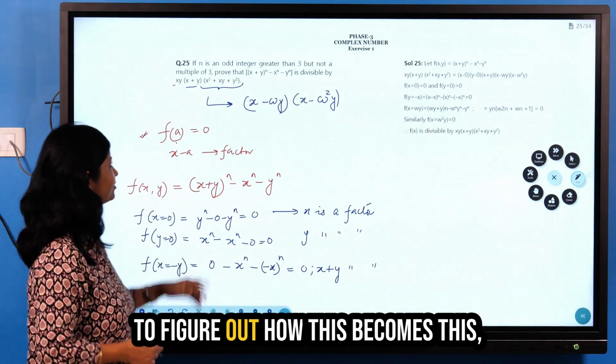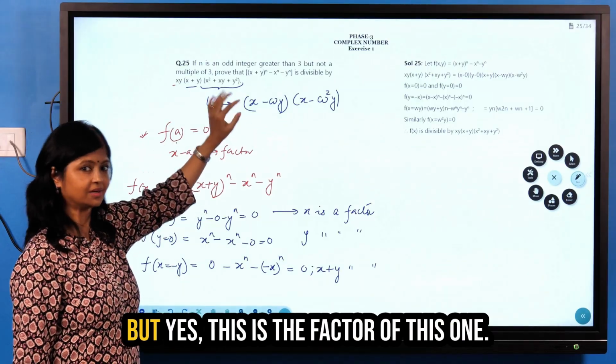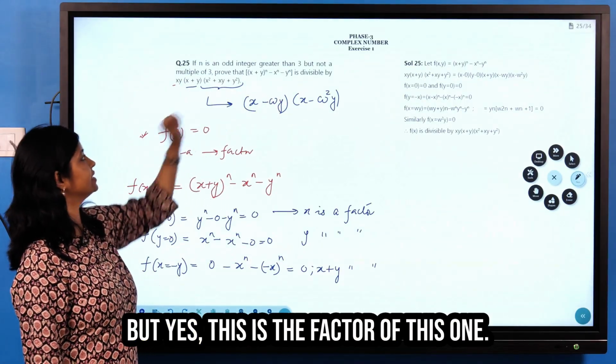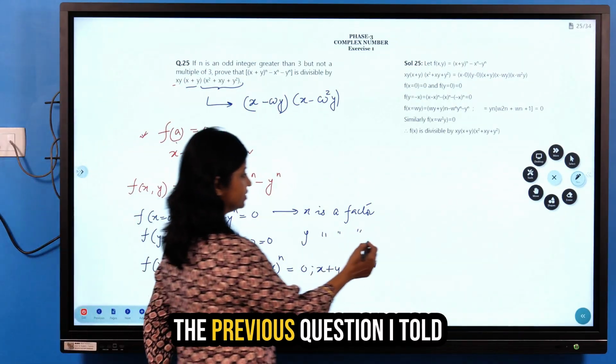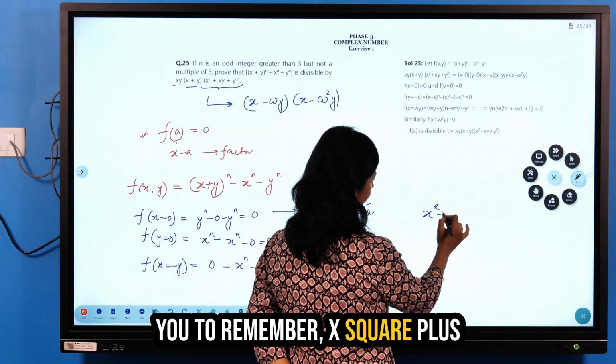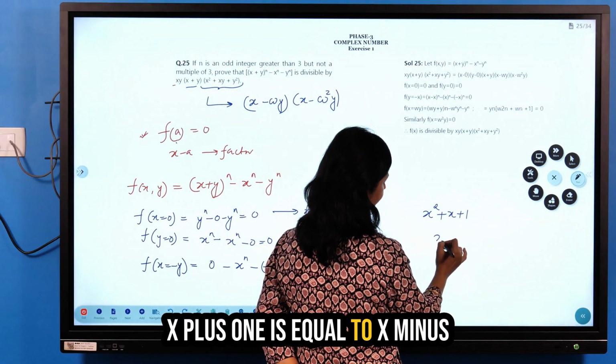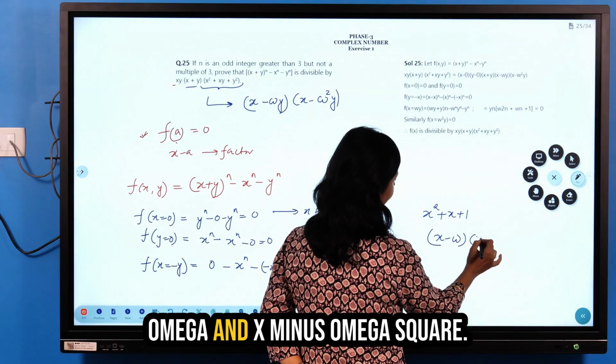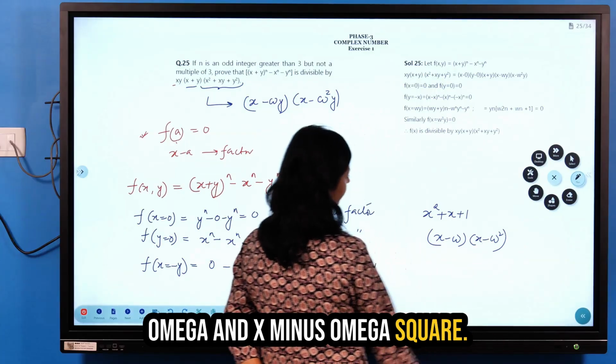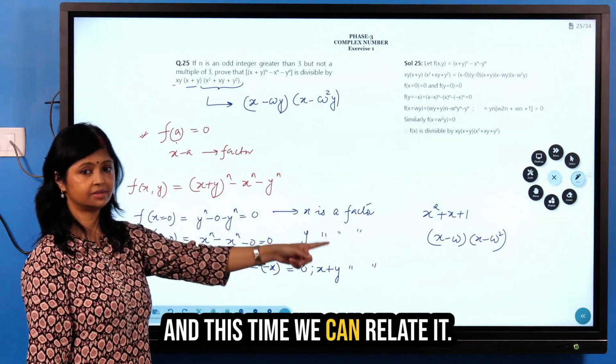This is for you to figure out how this becomes this. But yes, this is the factor of this one. In the previous question, I told you to remember x squared plus x plus 1 is equal to x minus omega and x minus omega square. And this time, we can relate it.